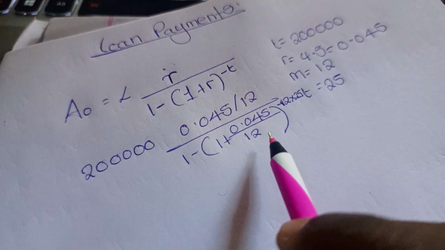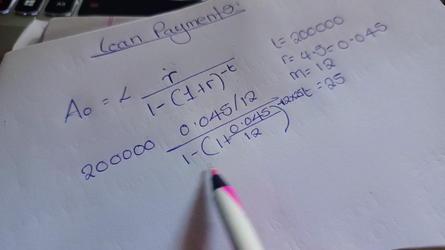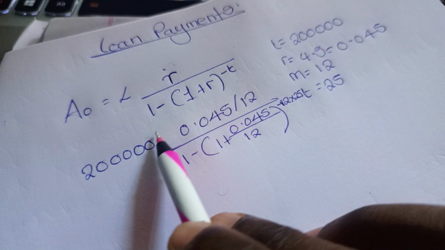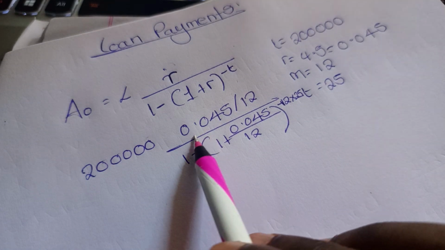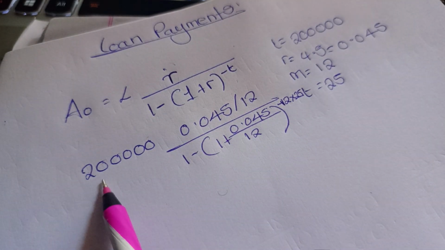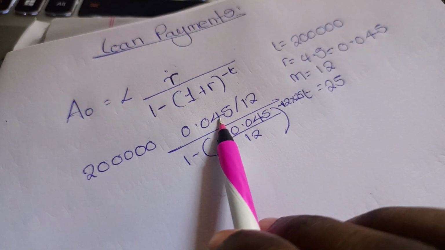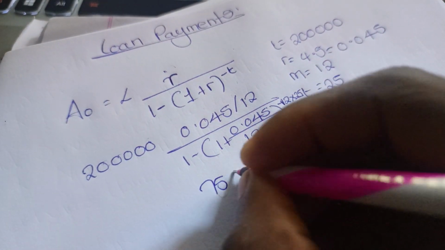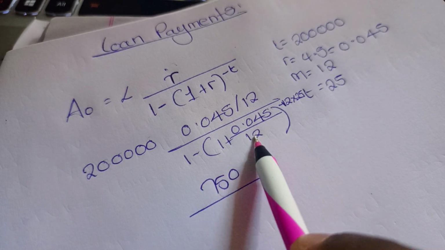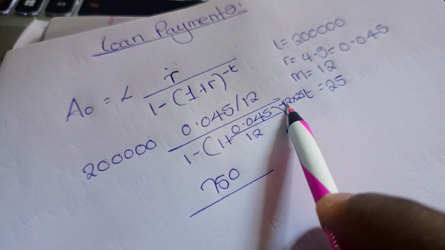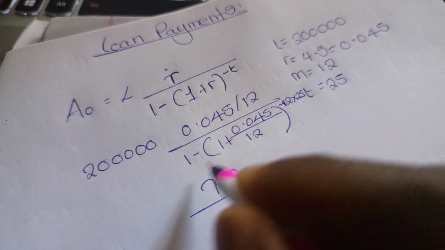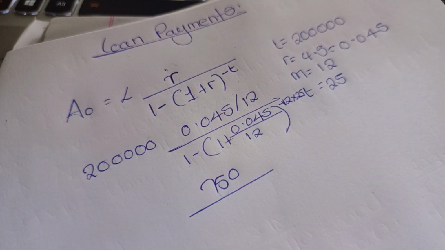So from here, what we'll be able to do is go further in punching. The first thing we'll punch is 0.045 divided by 12 and multiply it with 200,000. When we multiply this with this, it will give us 750. And you also divide and add, then you power it to negative 12 times 25. Then the result, you subtract it from 1. So this is the result we are going to get.